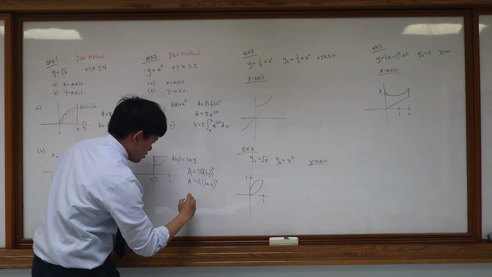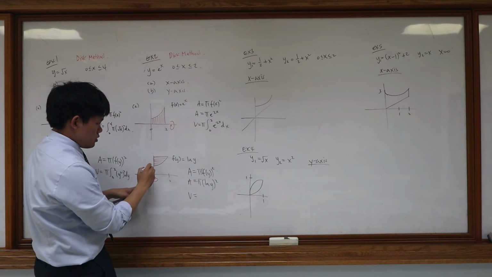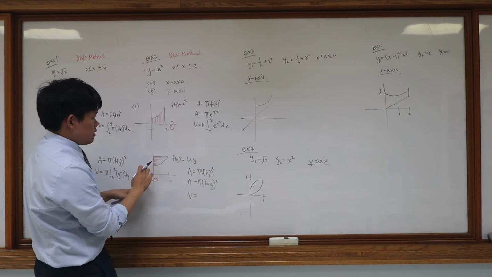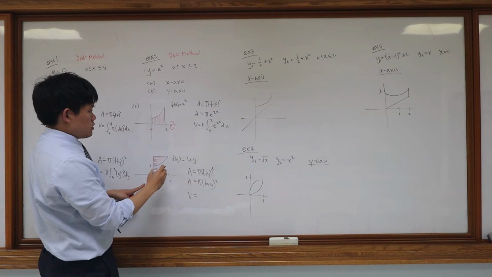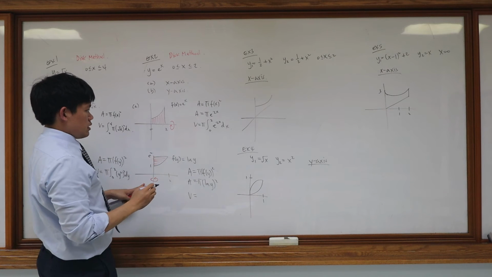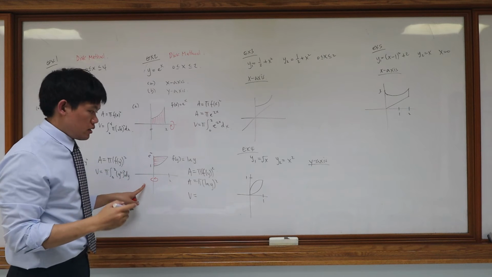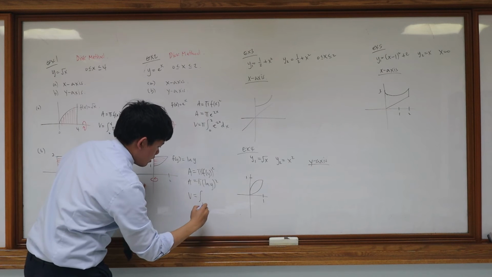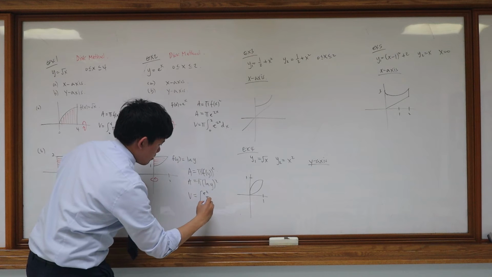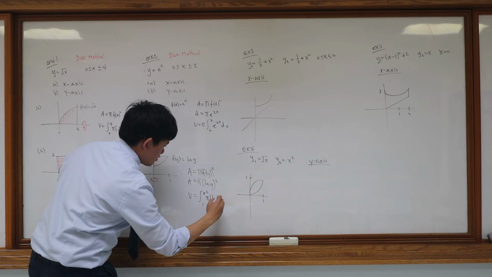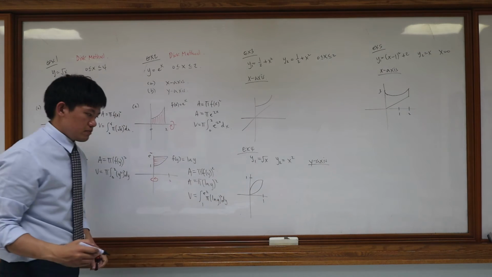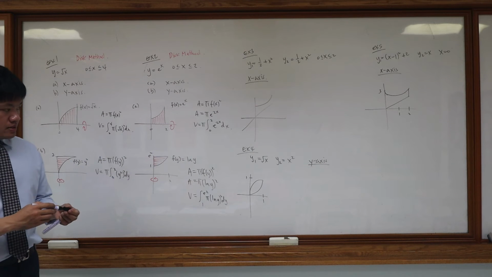So that means my volume is between, well, it's not 0. This point is going to be 1, all the way to e to the 2, because e to the 0 is 1. So from 1 to e to the 2, multiplied by pi, and then you have natural log of y squared dy. So that's that.